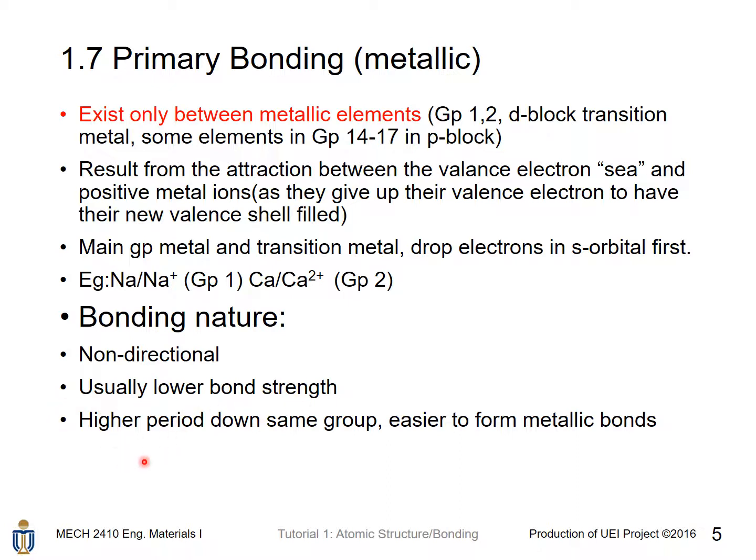And in a higher period down the same group, the trend of forming the metallic bond is easier, because the distance between the outermost shell electrons, which are usually the valence shell electrons, and the positively charged nucleus becomes larger, and the Coulombic attractive force becomes smaller. Therefore they are easier to give up their electrons.